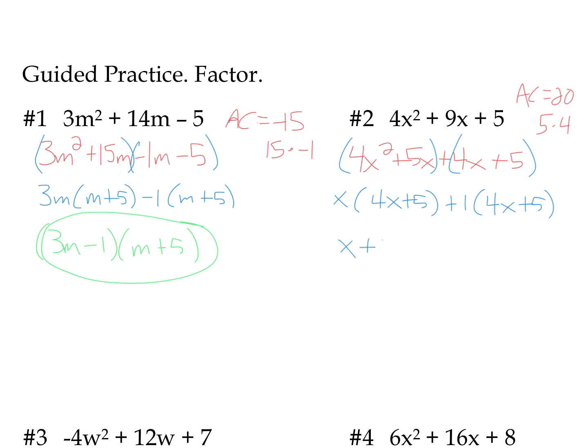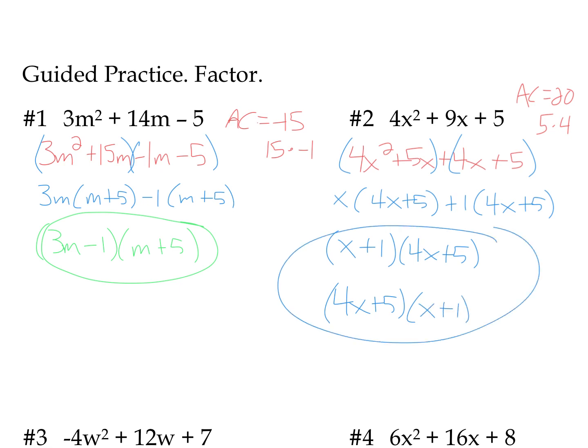So x plus 1 and 4x plus 5. This is the same thing as 4x plus 5 and x plus 1. Doesn't matter which binomial you write first. Okay, those are the same thing. Either way you write that, it's the same correct answer.